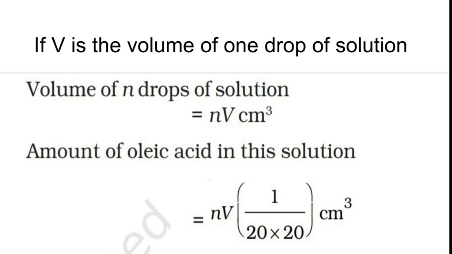Now we know that the concentration of oleic acid in the solution is 1/20 × 1/20, or 1/400. So the amount of oleic acid in the solution added to the water is NV × 1/400. This is the volume of oleic acid added to water, or in other words, this is the volume of the thin film of oleic acid formed on the surface of water.